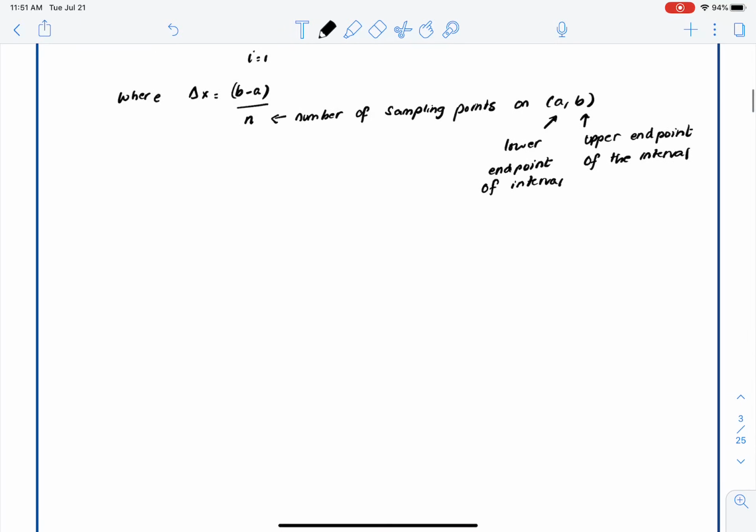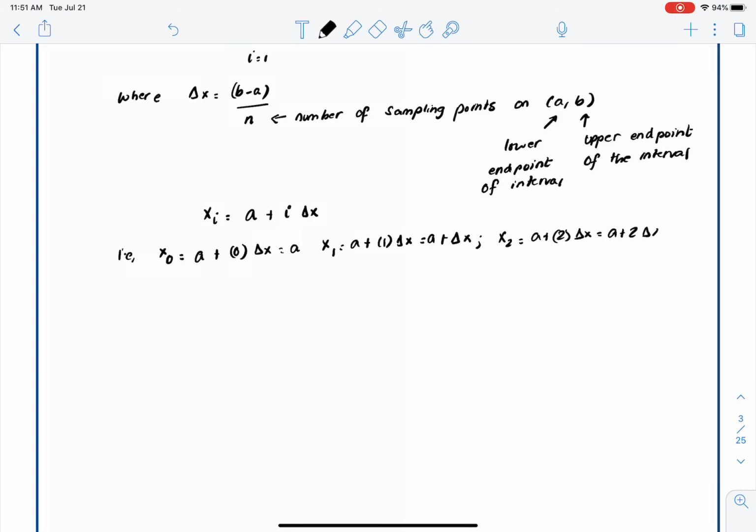And we can find xi as simply a plus i times delta x, i.e. x0 would simply be a plus 0 times delta x, which will give us a. x1 would be a plus 1 times delta x. That would give us a plus delta x. x2 would equal a plus 2 times delta x. That is a plus 2 delta x, and so on.